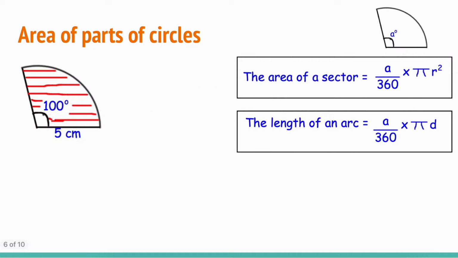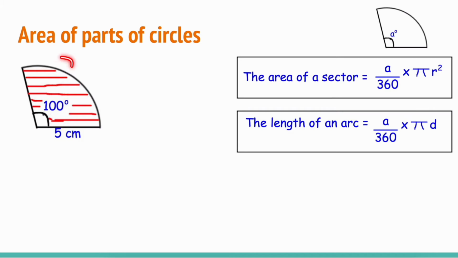If you're looking at just a part of the circle rather than the whole circle, then all you need to do is multiply by the amount of the angle you want out of 360. So you're looking at the proportion that you want out of 360. So a over 360, where a is the angle. And you still have pi r squared, and you still have pi times diameter, or 2 times pi times r.